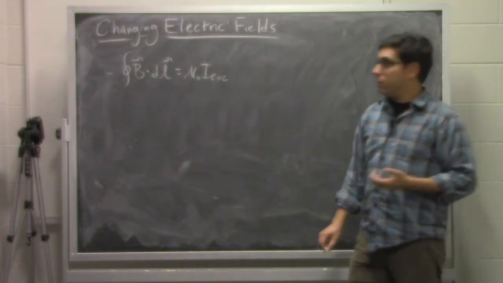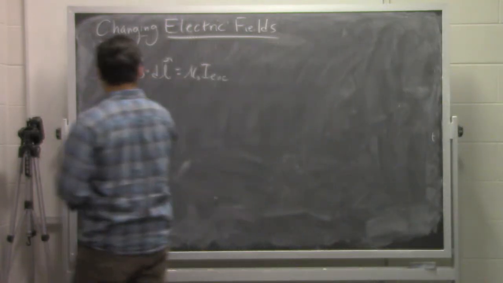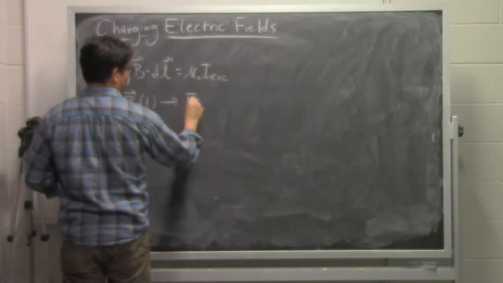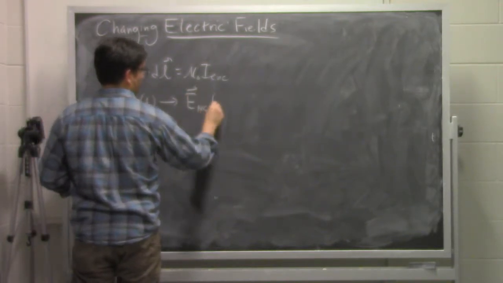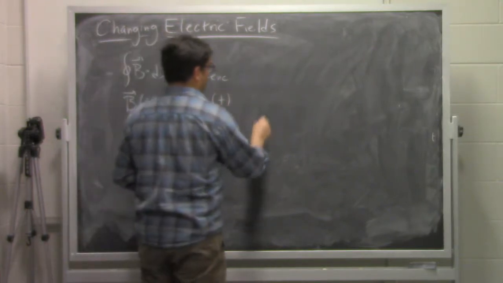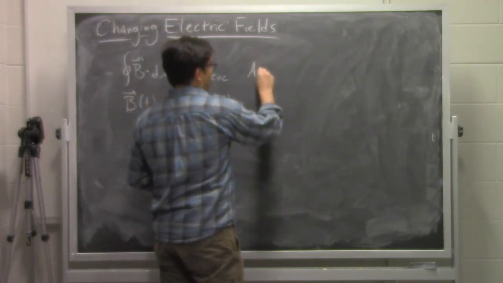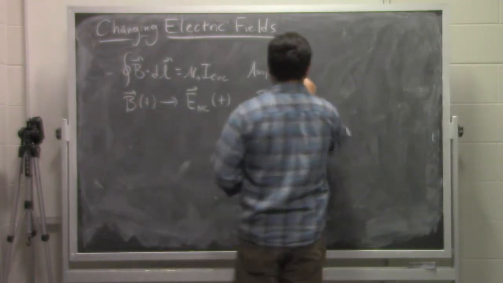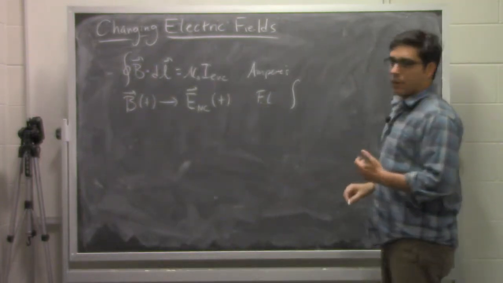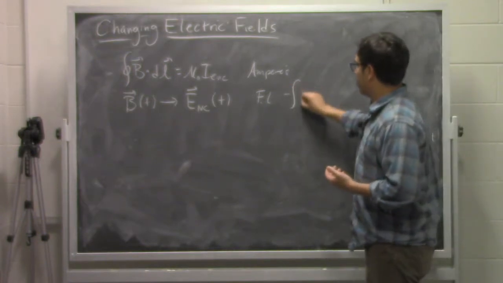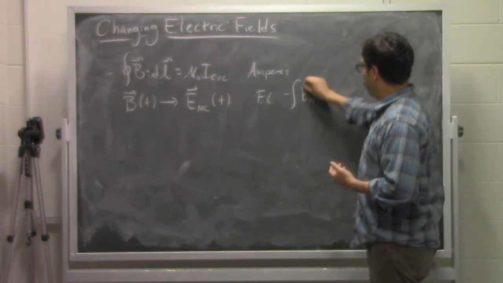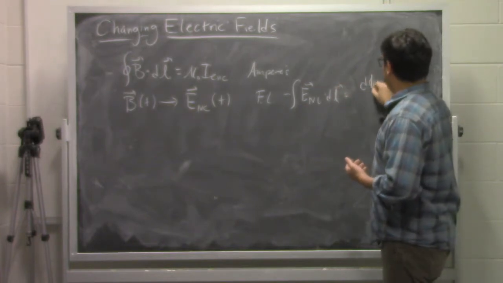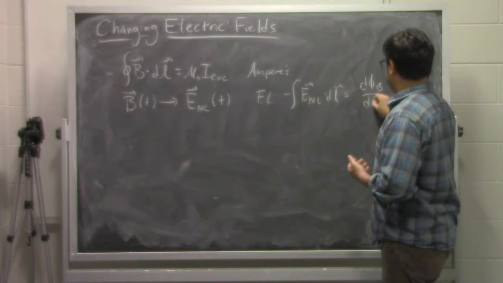The other thing that we learned was that if a magnetic field changes with time, it will drive a non-coulombic electric field. This was Faraday's law. This is Ampere's, and this is Faraday's. Faraday's law tells us that if we look at the minus the integral of this non-coulombic field dotted into some dl, that's related to the magnetic flux change.